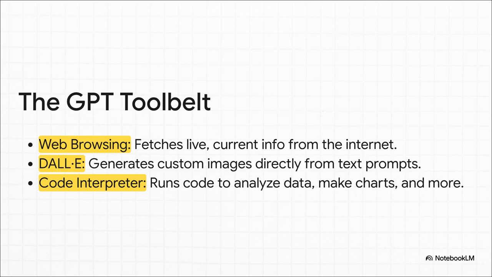Next up is what I like to call the tool belt. You can give your GPT incredibly powerful capabilities. Web browsing lets it go out and get up-to-the-minute information from the internet. DALL-E lets it generate images just from your words. And Code Interpreter is a data analysis beast. It can run calculations, process files, and create charts. You just toggle on the ones you need.